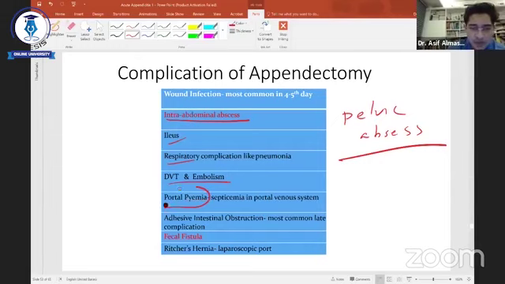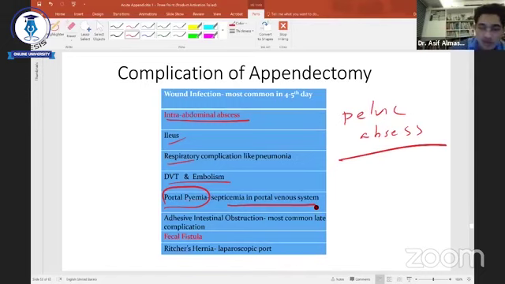Portal pyemia, if you remember, we have just discussed, the appendicular vein drains into the ileocolic vein, which is a branch of the superior mesenteric vein, which drains into the portal system. So septicemia in the portal venous system. This is commonly asked in the examination. So just remember to say it's a case of septicemia in the portal venous system.